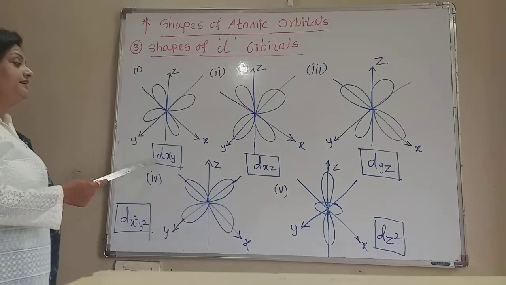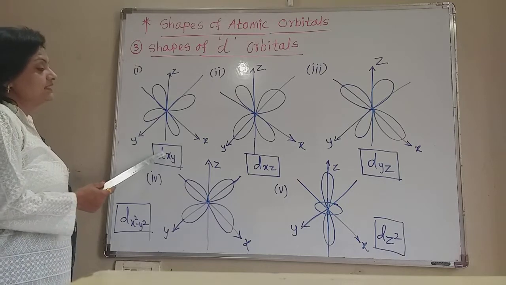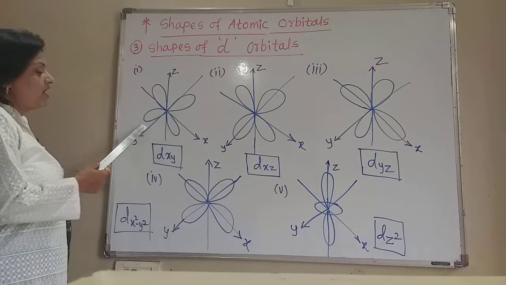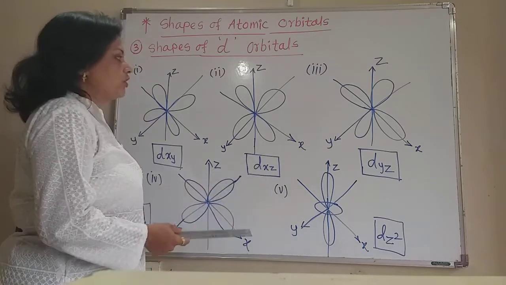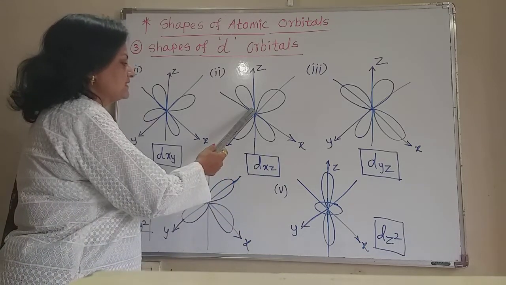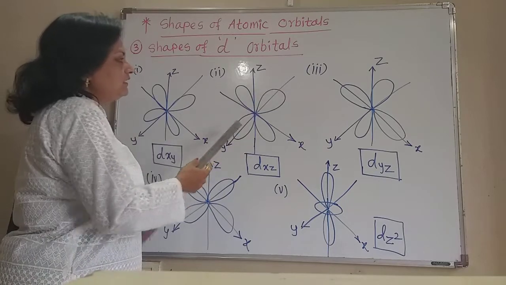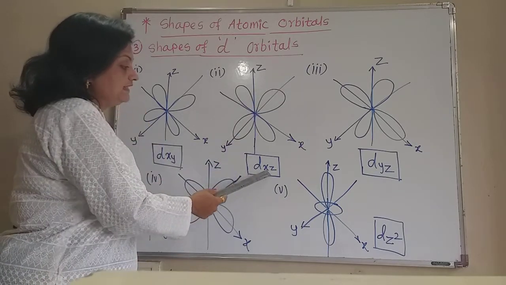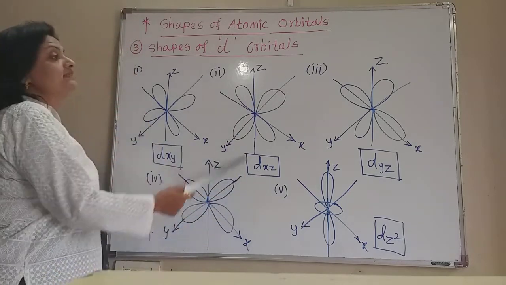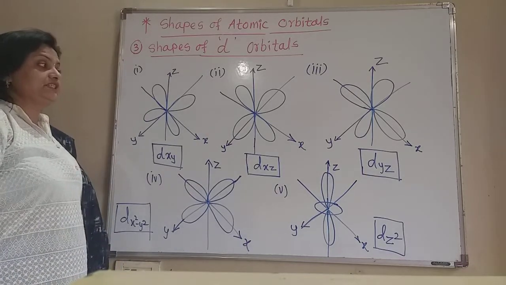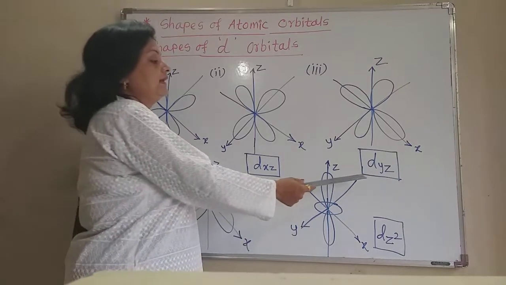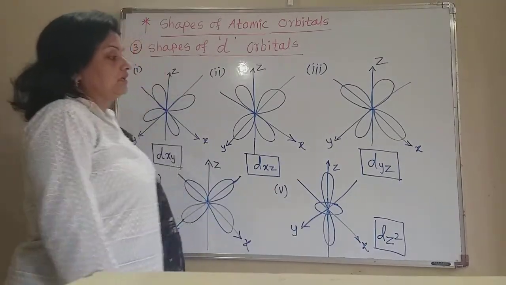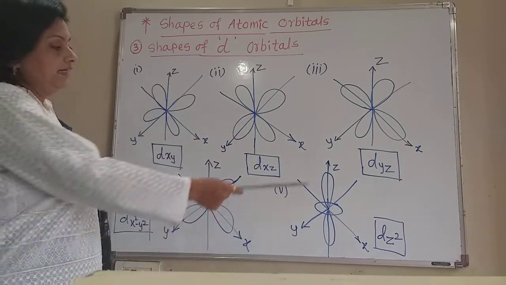Now see this dxy orbital. This is on x and y axis. Now this is the dxz orbital, on the x and in between z axis. The shape of this dxz orbital is in this way. These are the complicated shapes. Now this is the dyz orbital, the third orbital.